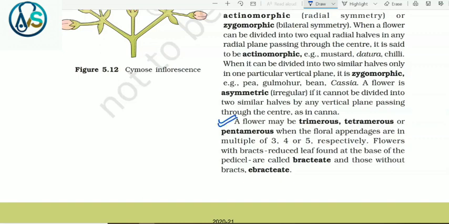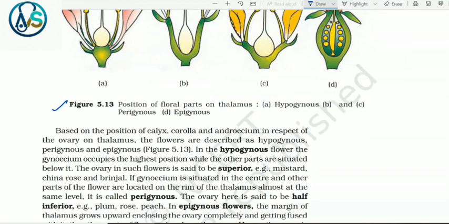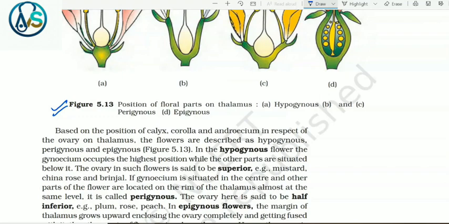A flower may be trimerous, tetramerous or pentamerous when the floral appendages are in multiples of 3, 4 or 5 respectively. Flowers with bracts, reduced leaf found at the base of the pedicel, are called bractate, and those without bracts are ebractate. Figure 5.13, that is position of floral parts on thalamus, that is hypogynous and perigynous and epigynous.